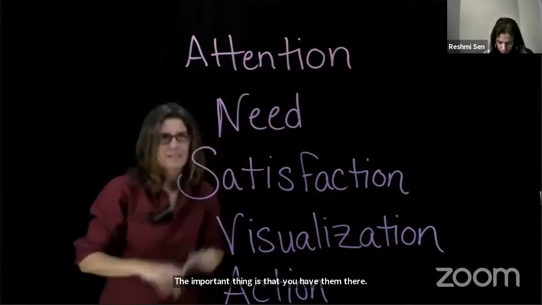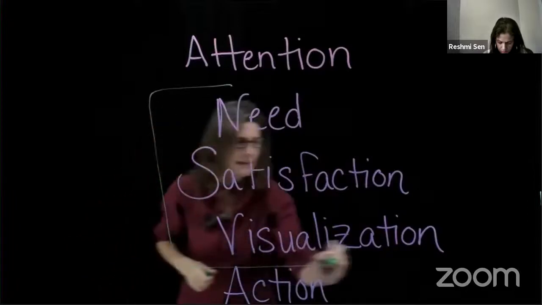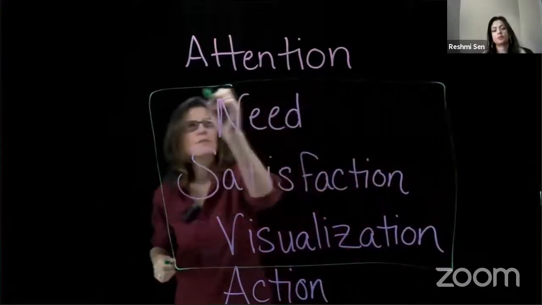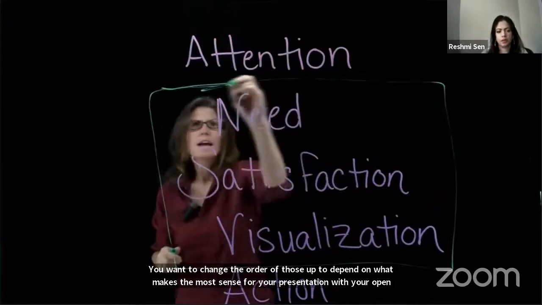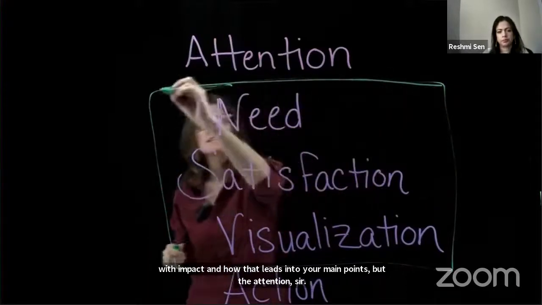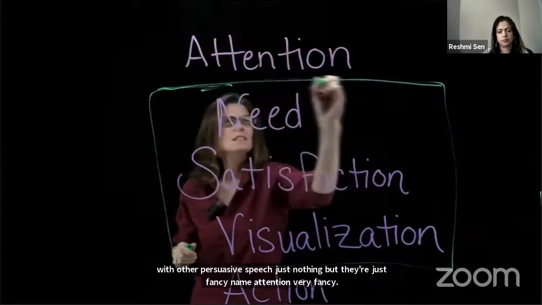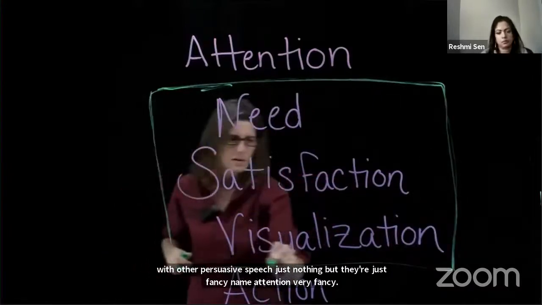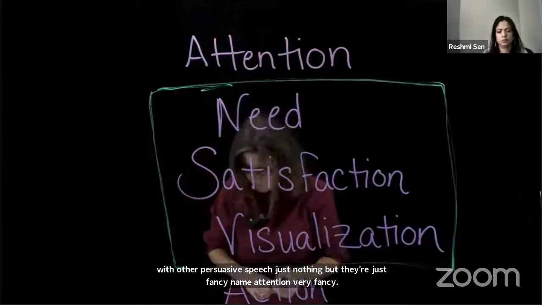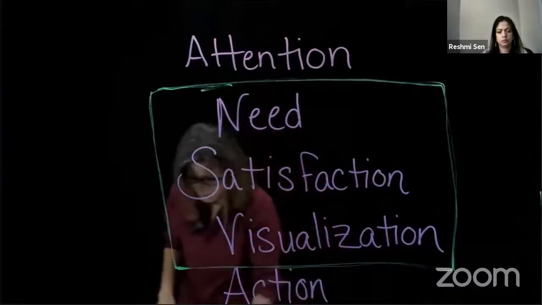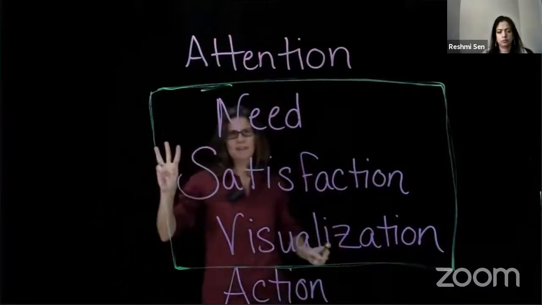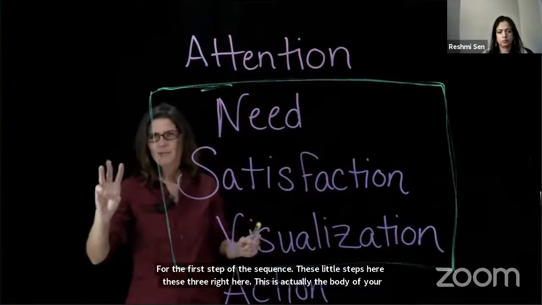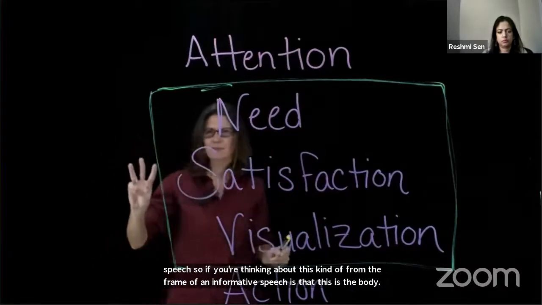These middle steps here, these 3 right here, this is actually the body of your speech. So if you're thinking about this from the frame of an informative speech, this is the body. So these are your 3 main points. So not a whole lot has changed with this either. Your 3 main points, and like I always say, American audiences love the number 3. You want to have 3 main points for your speech. You want to say them 3 times during your speech.